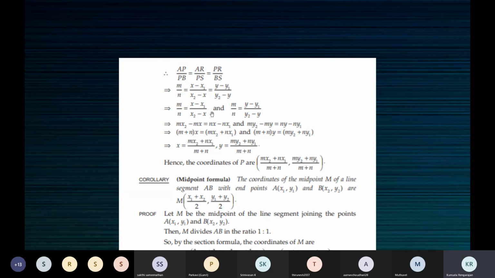Cross multiply. These two terms have x. Gather, there are 4 terms. Take the 2 x terms to one side. So this would be mx2 plus nx1 is equal to mx plus nx. So when you take x common, you can find x.